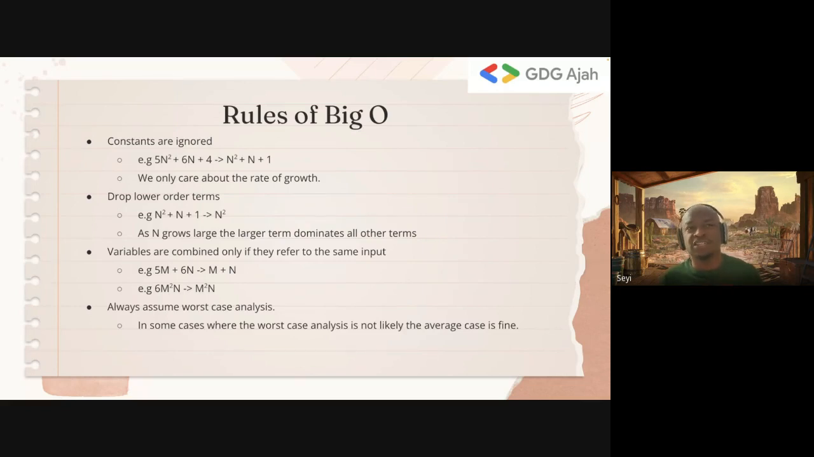Now, the reasoning behind this is that as n grows large, the larger term dominates the smaller term. So if you have n squared plus n, and n is 1 million, for instance, you're adding 1 million to 1 trillion, and it becomes very small in comparison. If you now double that, and you're adding 1 trillion to 1 million, it's almost non-existent. So that is why we don't care about the lower order terms.